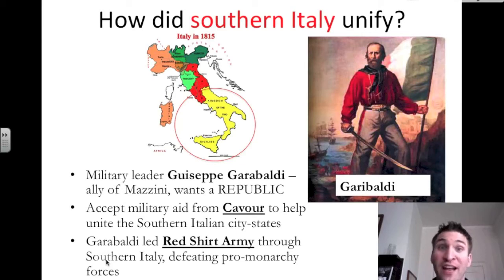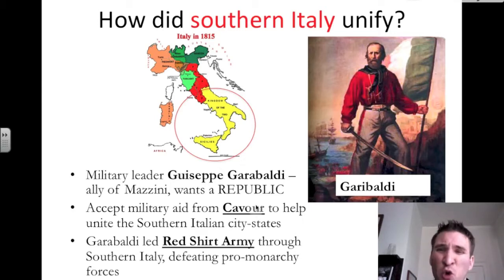That was northern Italy. How did southern Italy unify? And here is southern Italy, the kingdom of the two Sicilies. Well, there's a military leader named Giuseppe Garibaldi. Here he is, looking very military-like in this painting. He accepts military aid from Cavour of Sardinia.